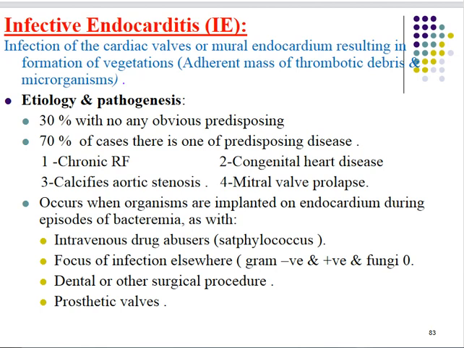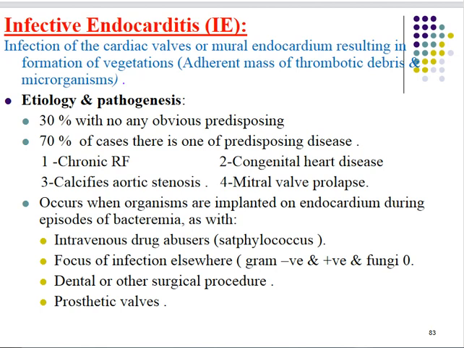Infection of the cardiac valve or mural endocardium resulting in the formation of vegetation. That is to say, similar to the vegetation seen in rheumatic fever, it is represented as an adherent mass of thrombotic debris and microorganisms. While the vegetation in rheumatic fever was sterile, now the vegetations are septic, that is, associated with microorganisms.